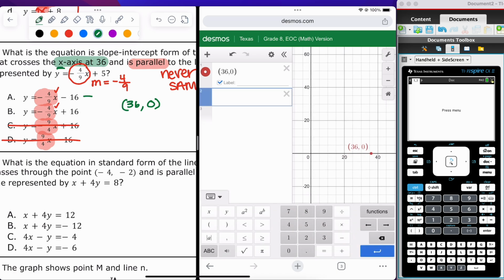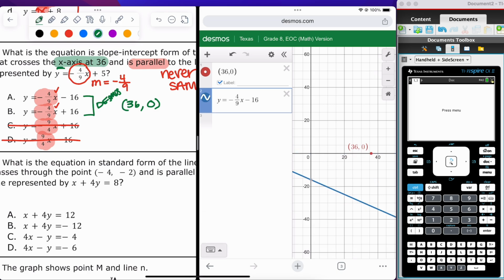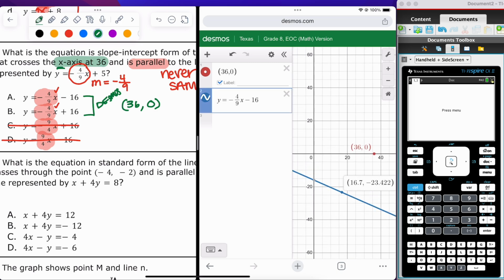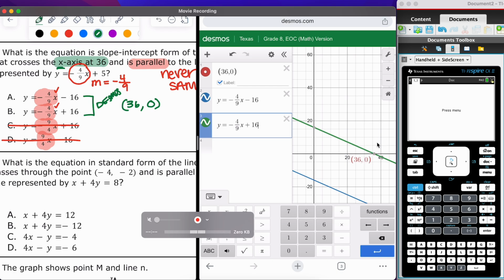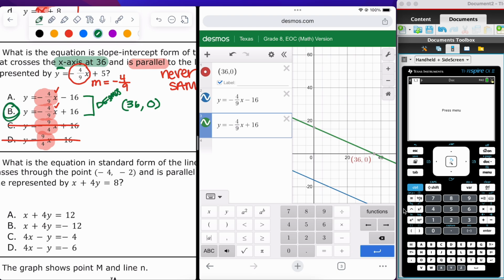What I'm going to do is I'm going to put both of these in Desmos. So I have y equals negative 4 over 9 x minus 16. And I see that it does not touch my point. If I'm looking at this blue line, it does not touch this 36, 0 point. So I'm going to try B. y equals negative 4 over 9 x plus 16. See how this green one, it does touch that point right there? That is what I want. It passes through, it touches that point. So B would be my answer.